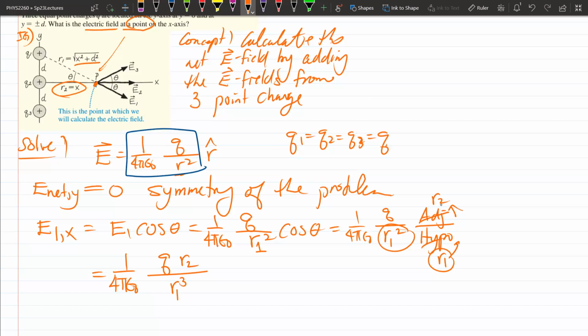R1 is also another value. Okay, R1 is actually the hypotenuse, right? So therefore, you can use the Pythagorean theorem. The distance between the charges is D. The distance out to the point P is R2, right? So therefore, R1 is actually just the square root of x squared plus D squared, because this is the hypotenuse. So you take this square, you take this square, you square root the whole thing.